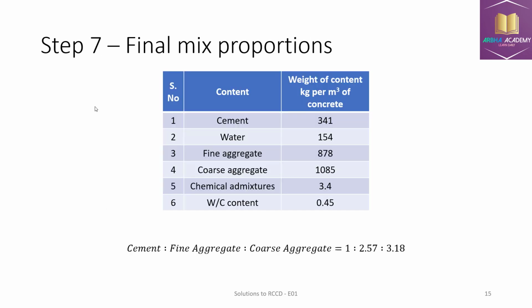So the final mix proportion is given here. The cement, water, fine aggregate, coarse aggregate, chemical admixture, and water content are all in kg per m cube, except the water content value, which is just the ratio, 0.45. All others are kg per m cube; that's the unit for each of these first 5 elements. And if we plot a ratio for cement to fine aggregate to coarse aggregate, we get around 1 is to 2.57 is to 3.18.